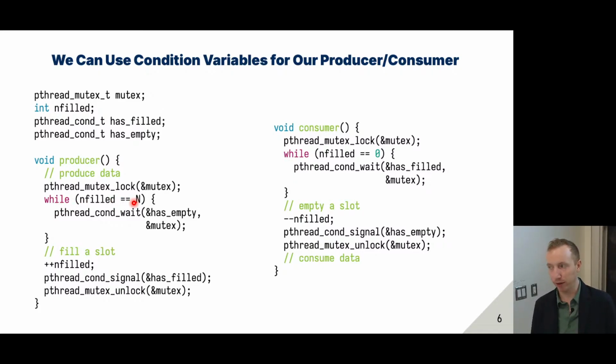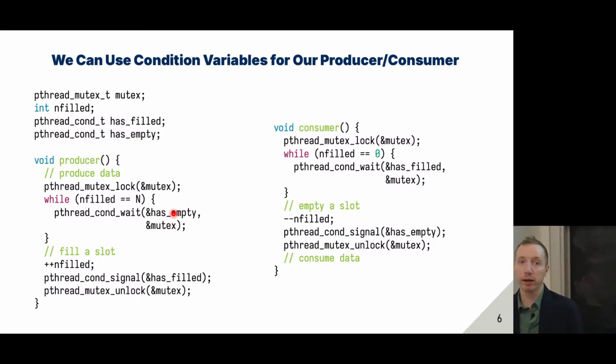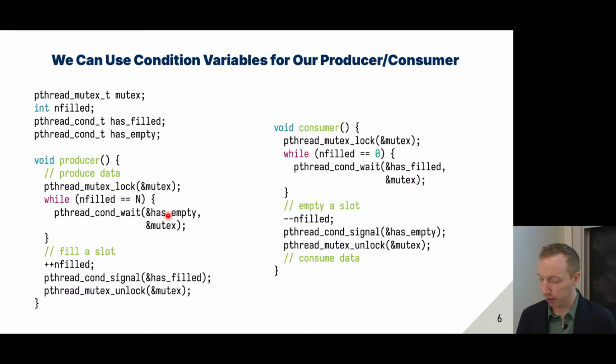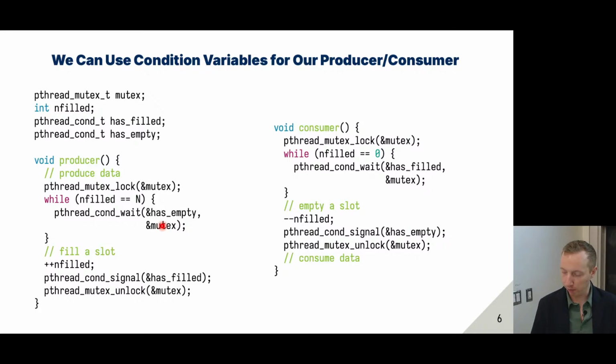So in the producer, my condition is basically I only want to go to sleep when the number of filled slots is equal to the buffer size, or capital N. So that could be my condition. So while everything is full, I just want to put this thread to sleep. I want to wait. So I'm putting myself in this has empty queue. So I'm saying, okay, I'm waiting until there is an empty slot, and then I give it the address of the mutex so it can go ahead and unlock it, and hopefully another consumer thread can actually execute.